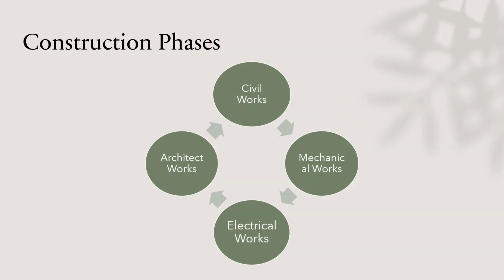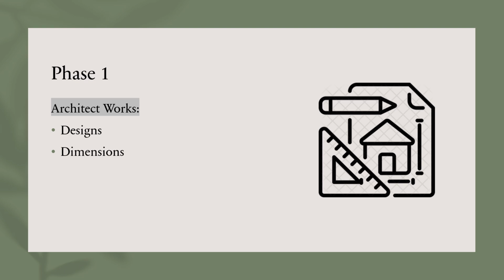Now, the construction phases are the civil, mechanical, electrical, and architect works. We will start with the architect works, which consist of two main procedures: the designs and the dimensions. Just to note that all designs and dimensions have been done on AutoCAD. All team parties have worked and collaborated on this design.